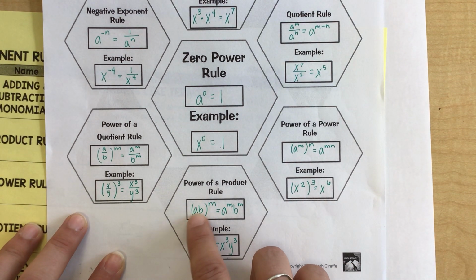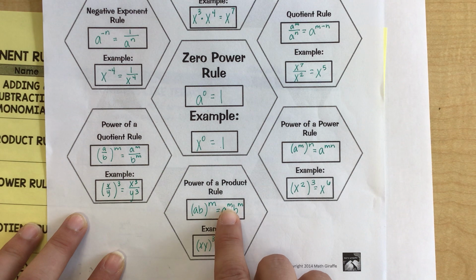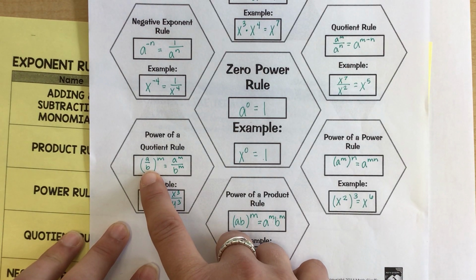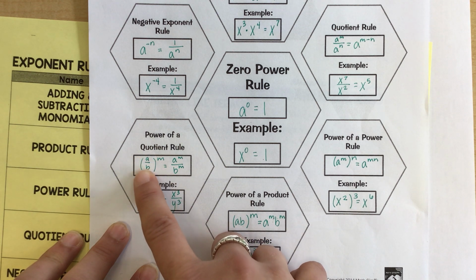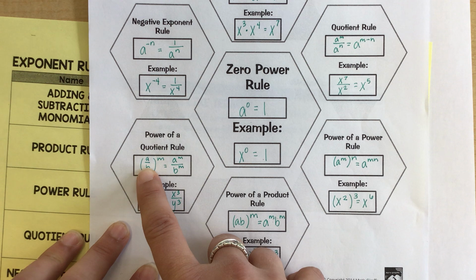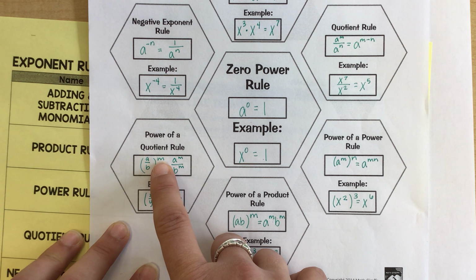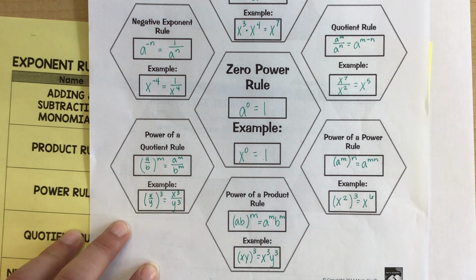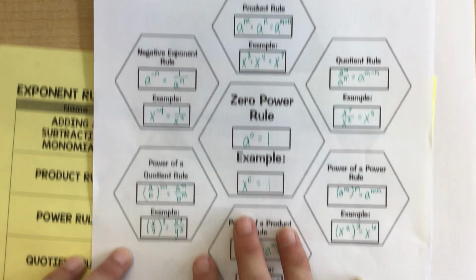When we have something inside of parentheses and the exponent is on the outside of that, then you distribute the exponent to the two things on the inside. So then this becomes a to the m, b to the m. Same thing if you were dividing. If the whole entire fraction is in parentheses, that means we would distribute whatever this power is to both things, everything on top and everything on the bottom.